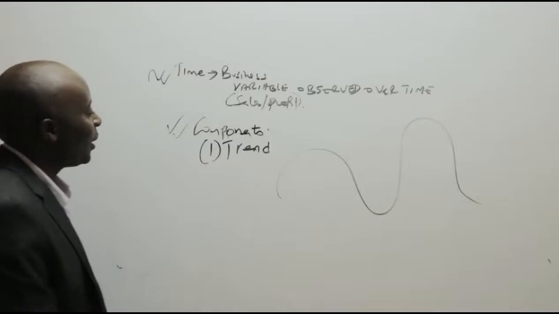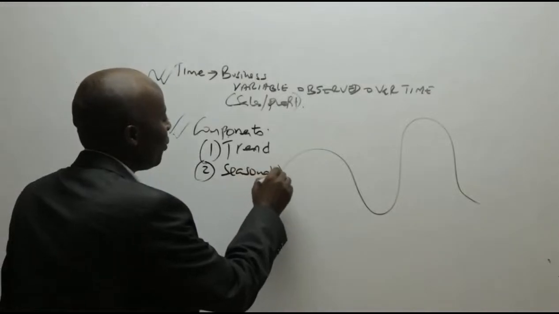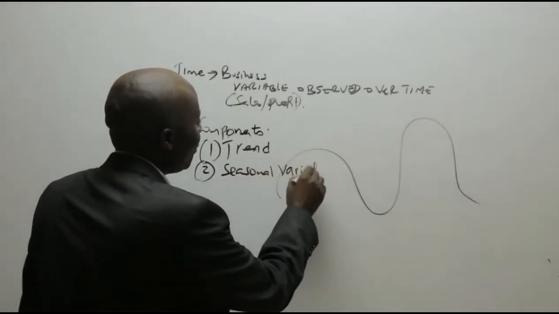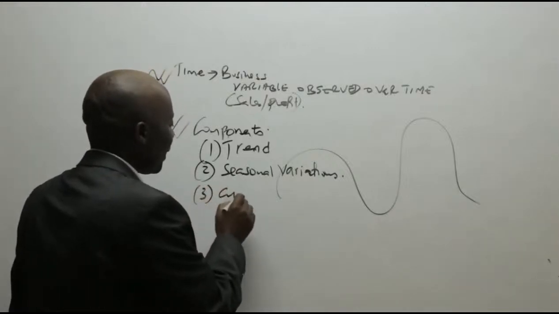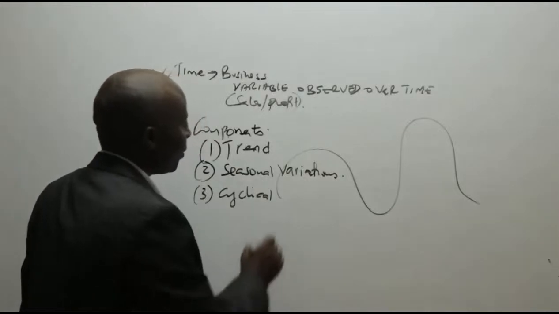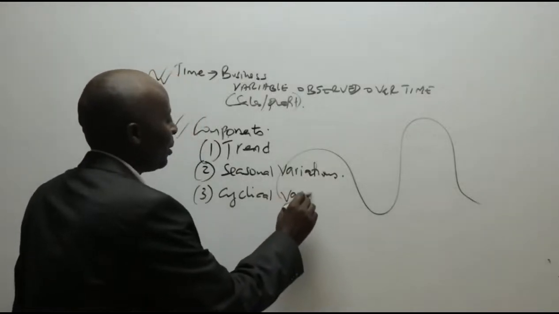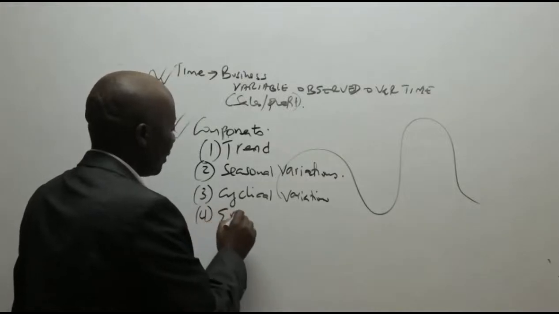So we have trend. Then number 2, we have the seasonal variations. And then I've seen somebody speak of the cyclical variations. And then I've seen somebody talk of erratic.